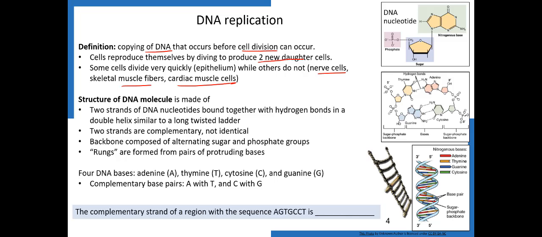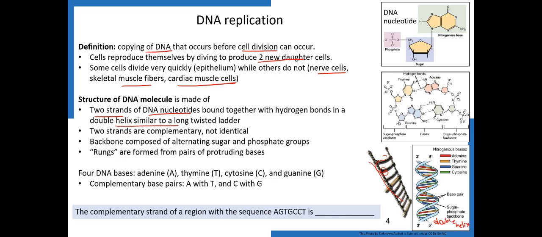When we look at the structure of the DNA molecule, what we can see is that we've got a double strand, right? Two strands of DNA nucleotides that are bound together with hydrogen bonds in a double helix, similar to a long ladder that's twisted up. So you've got this double helix right here.